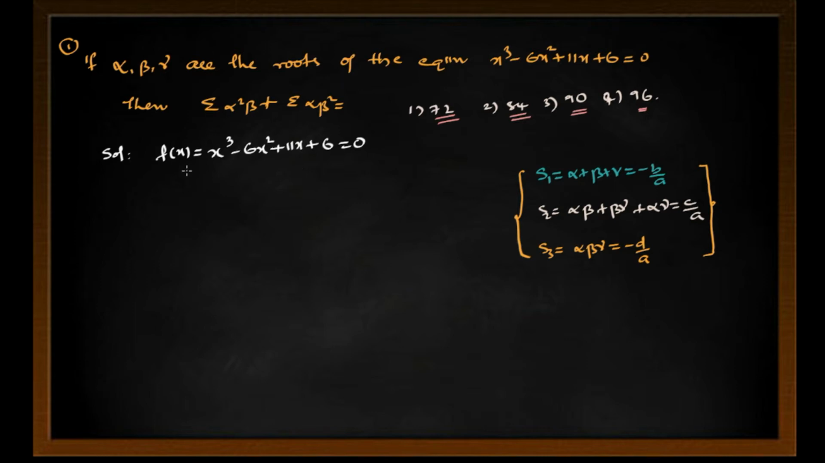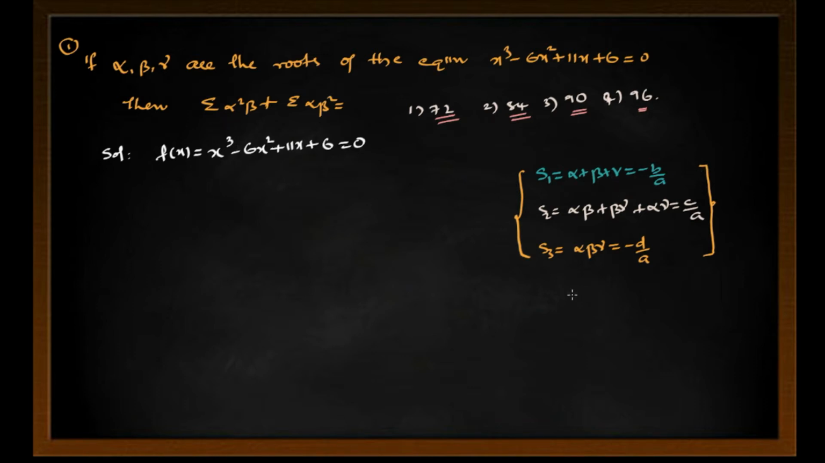So first write down the given equation, that is the cubic equation f of x equals x cube minus 6x square plus 11x plus 6. If alpha, beta, gamma are the roots, we have three relations. S1, sum of the roots, alpha plus beta plus gamma, that is minus b by a. S2, sum of the product of the roots, alpha beta plus beta gamma plus alpha gamma, is c by a. And S3, product of the roots, is minus d by a.